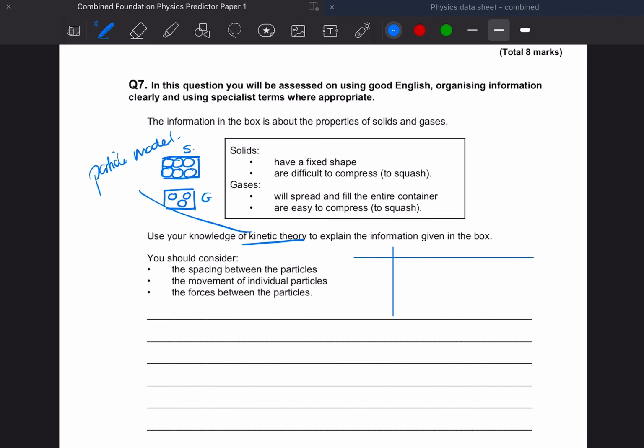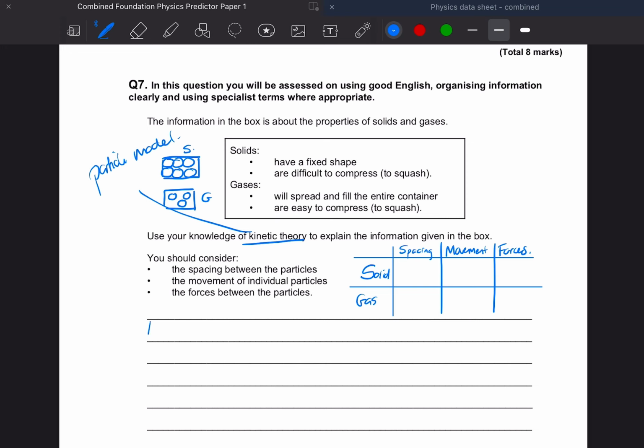So I have to talk about solids, and I have to talk about gas. And I have to mention the spacing of the particles, the movement, and the forces. As I'm going through, I'm going to tick these off to make sure I've done those things. And I have to link those things to the shape. So let's start with the spacing in the solid and the gas. It's the dead straightforward one.